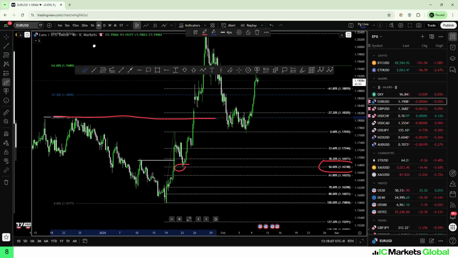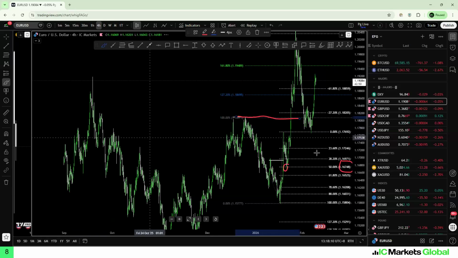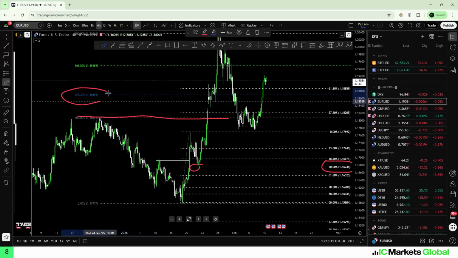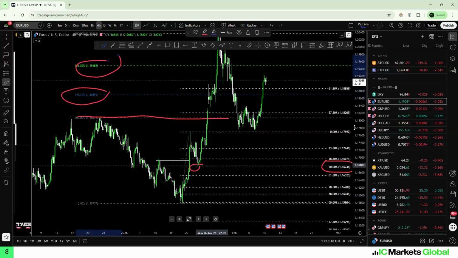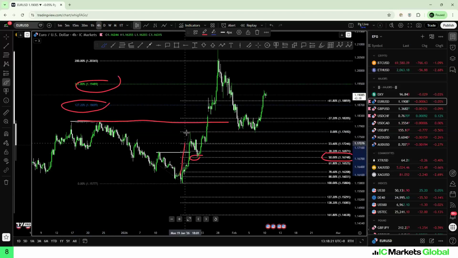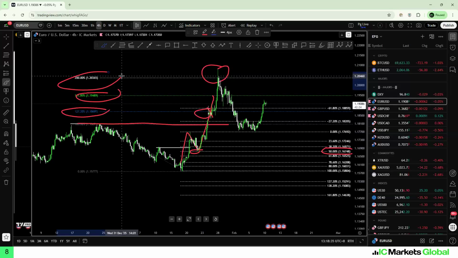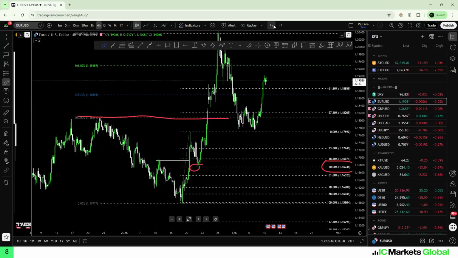So for the first target, of course, you're going to aim for this TP1. If price closes above this high, the next target you aim for is 127 and 161.8. After price pulls back and breaks above 161, you see it slightly pulls back, and then continues to break above 161 and goes to the 200% extension. You see that is the 200% extension. This is an example.